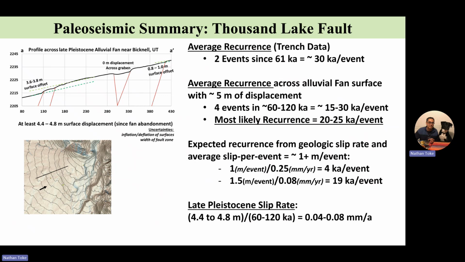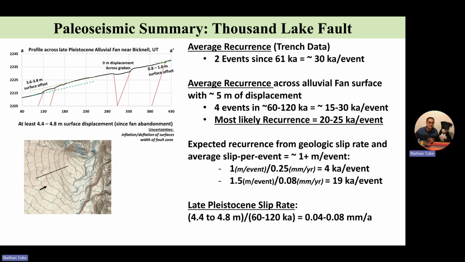So given that range, we would expect a minimum recurrence of about 15,000 years per event and maximum about 30,000 years per event. So similar to what the trench data shows. And most likely recurrence, if I was to put money on it, I would say is between 20 and 25,000 years per earthquake.